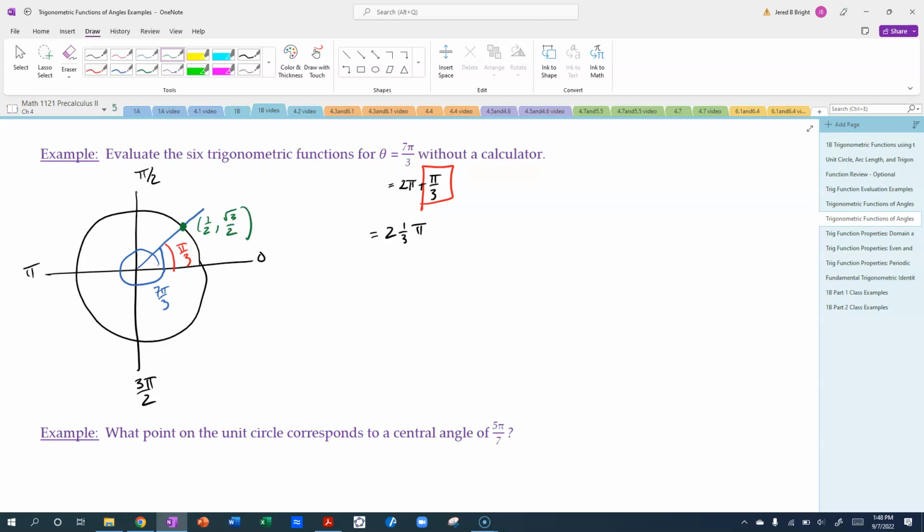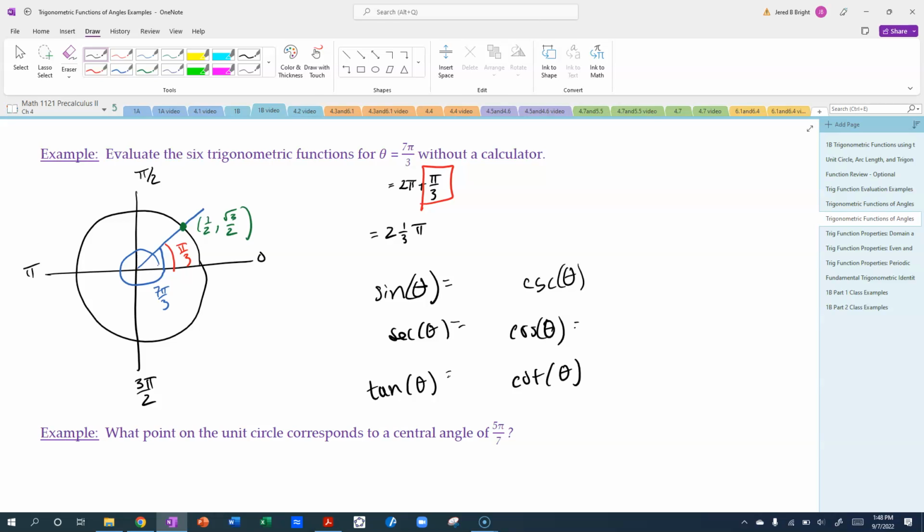Okay, so then with this, I can say, oh, okay, now I know the point on the unit circle. I can evaluate the 6 trig functions. So let's do that. So sine theta, cosine theta, tangent of theta. And then, let's see, I have cosecant of theta, secant of theta, and cotangent of theta.